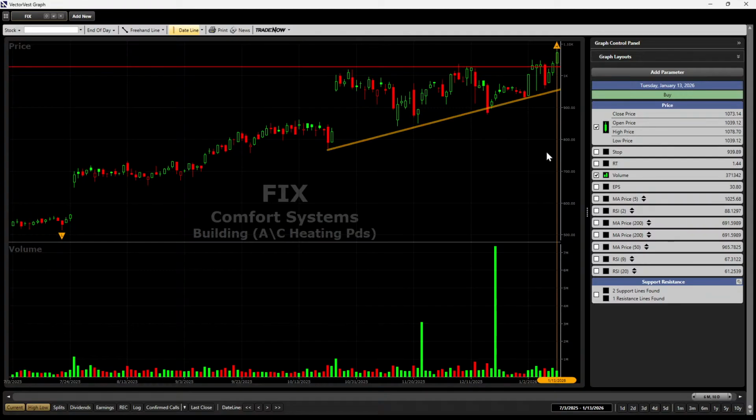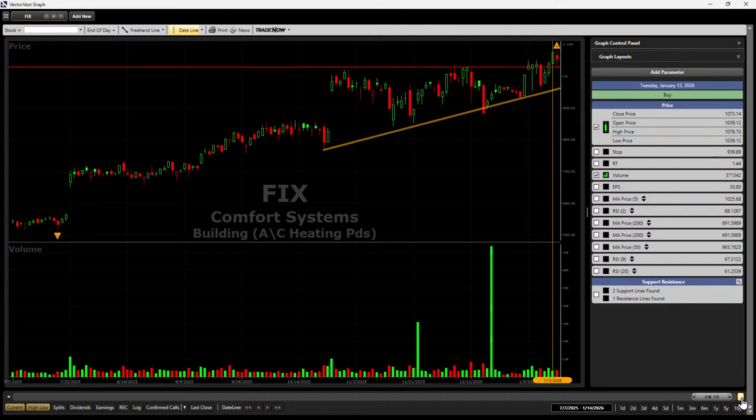So price closes at 1,073. I say, all right, well, here's the breakout. You were patient. You understood what was happening here, that there was a ton of sellers at this level. Buyers were coming in and picking up shares at higher prices. You waited for the breakout. You were patient, and now you're looking for follow through. $1,073.14 is your confirmation level.